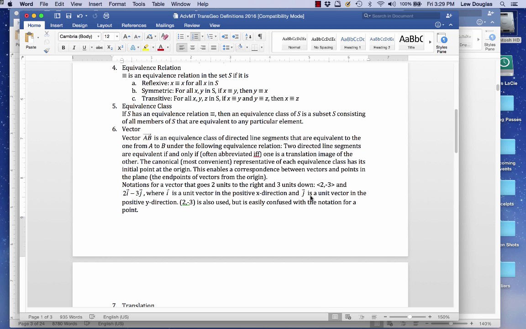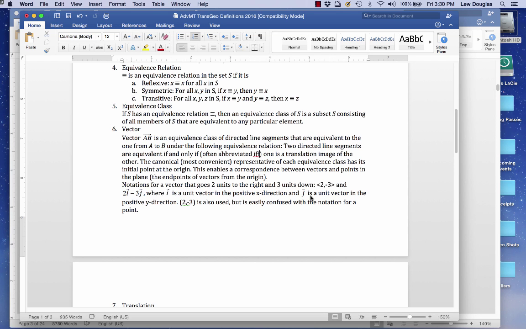Some books use just 2, negative 3 for a vector, but that's easily confused with a notation for a point, so I personally don't like that. So one of those others is better, and you can tell me in class if you have a different notation. And we'll think about this. Think of this as a preliminary definition, and maybe we can modify it and make it a little better.